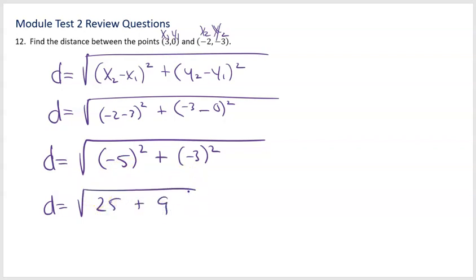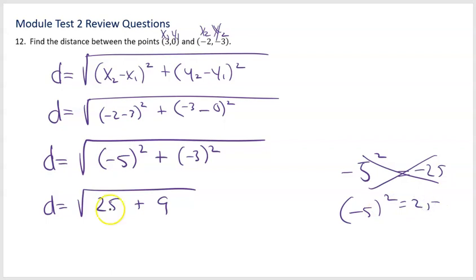Listen, if you're typing this in your calculator, you need those parentheses. If you just type it in without them, it's going to tell you negative 25, and that's not right. You need negative 5 squared, which is 25, okay? Now, don't take the square root of each of these either. You have to add first.